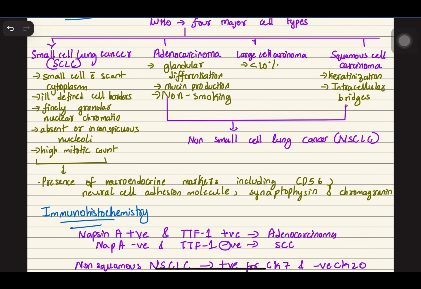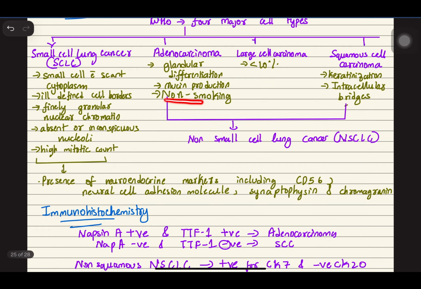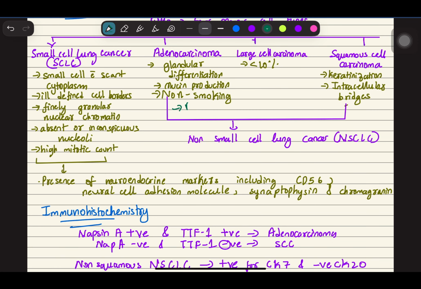First, we will learn about adenocarcinoma. It is most common, especially in non-smokers. They form gland-like structures and produce mucin, often in the lung's outer edges, meaning it is peripheral in location. Whereas small cell lung cancer is central in location.